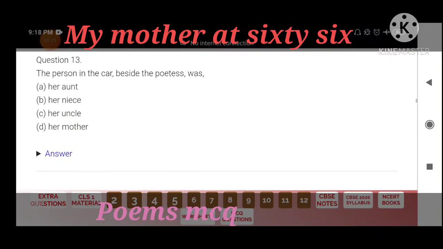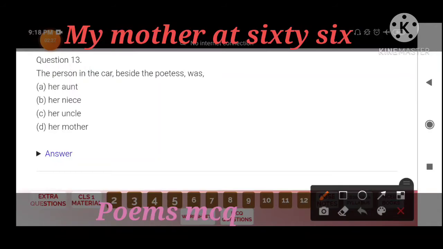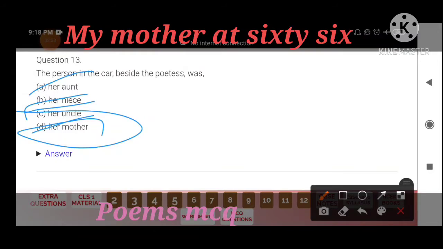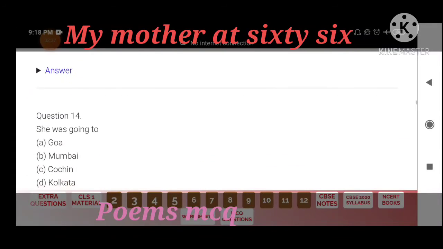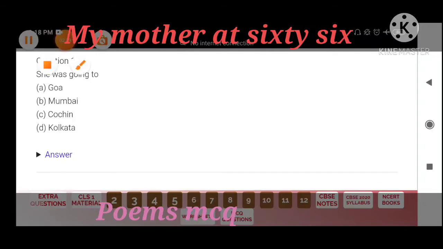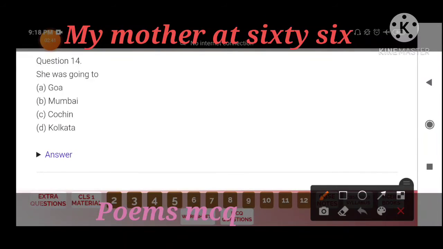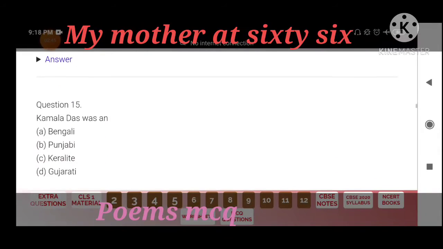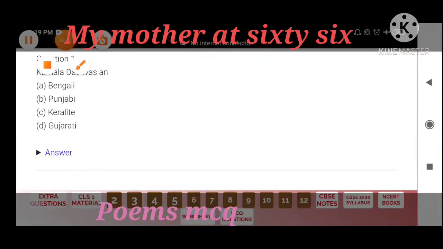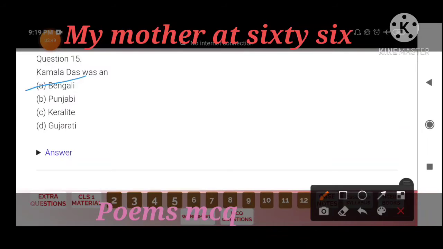The person in the car beside the poetess was her aunt, her niece, her uncle, or her mother. Right? Definitely we know that the answer is her mother. She was going to Goa, Mumbai, Cochin or Kolkata. The answer is Cochin. Kamala Das was Bengali, Punjabi, Keralite or Gujarati. The answer is Keralite.